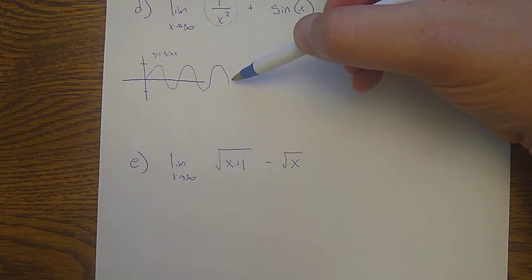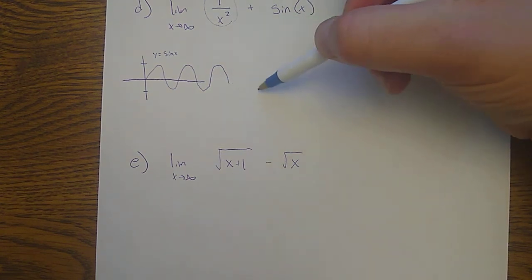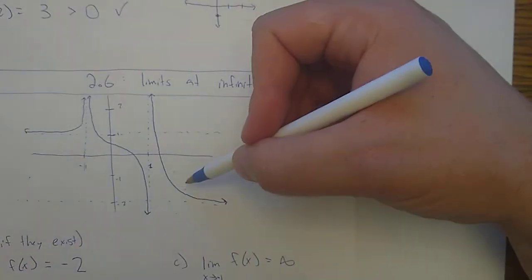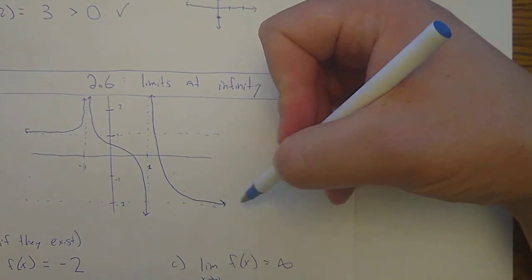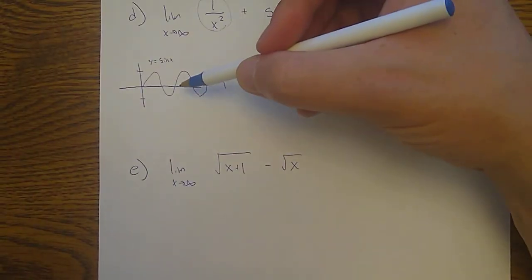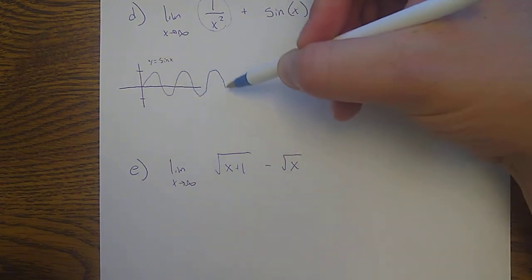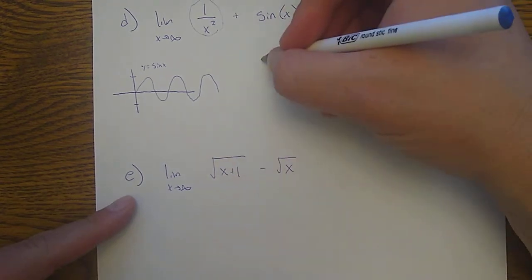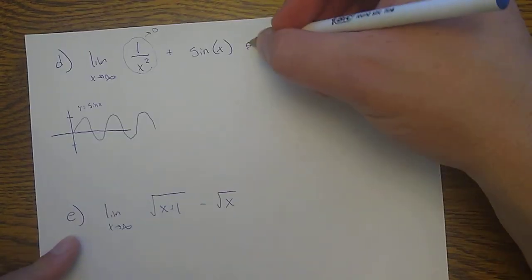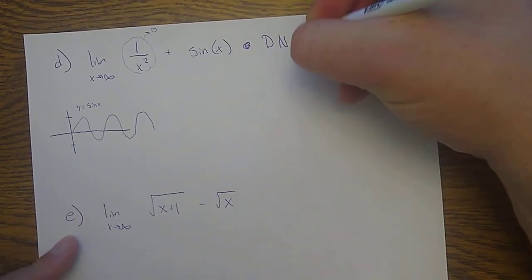But this graph doesn't look like that. It's not flattening out the way this one did. That graph is getting very flat and looking horizontal, whereas this one, as I go farther and farther to the right, is just going up and down and up and down. This limit, whoops, does not exist.